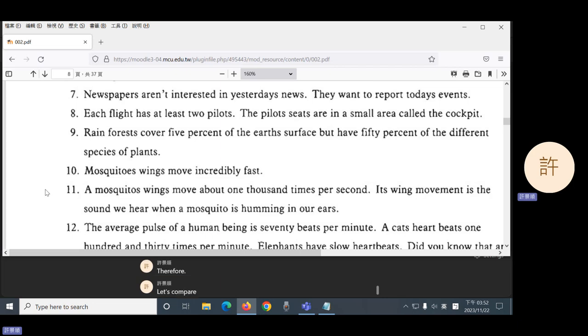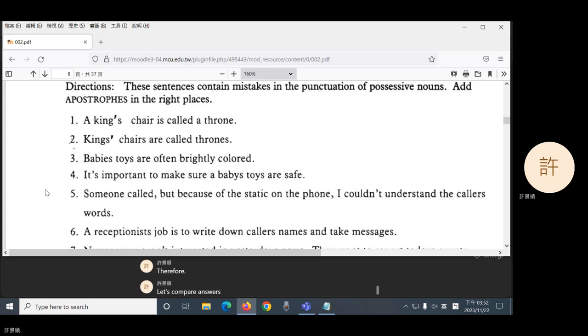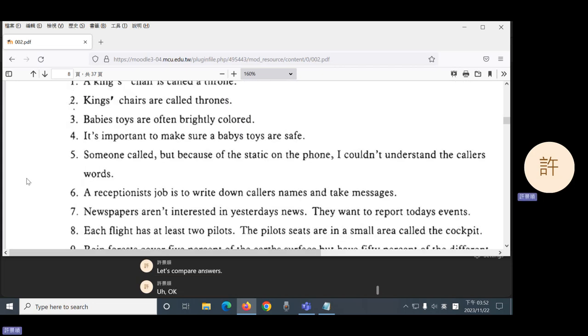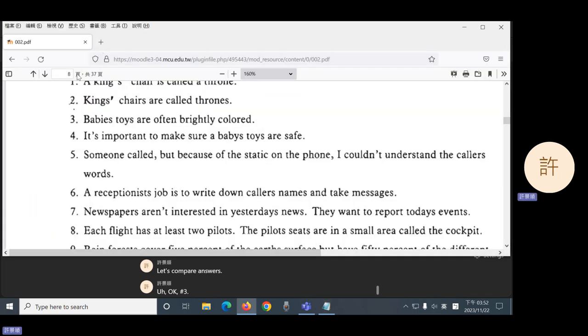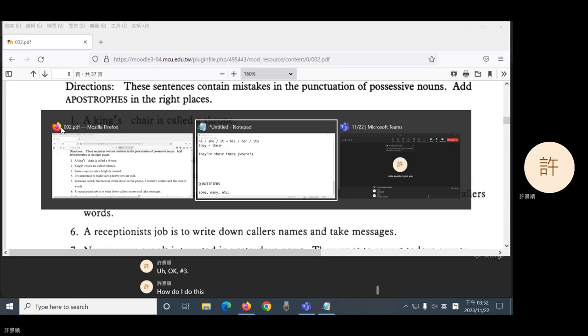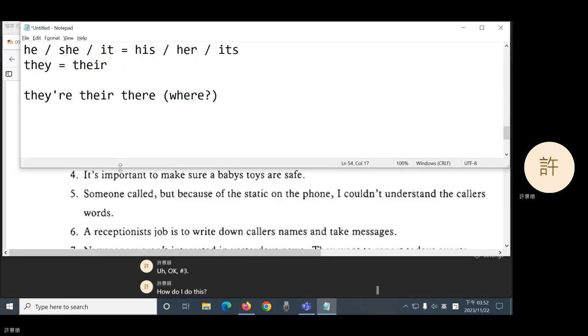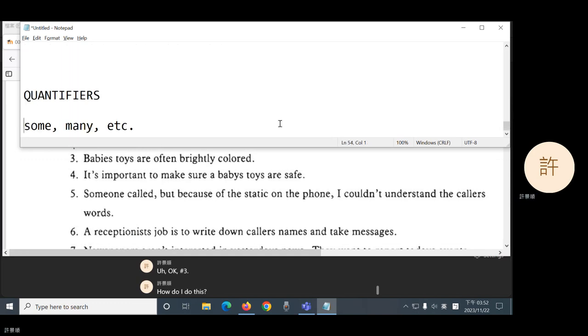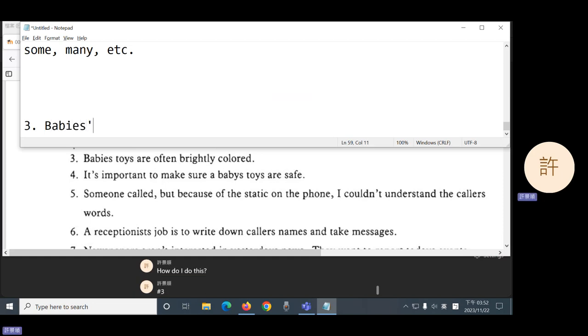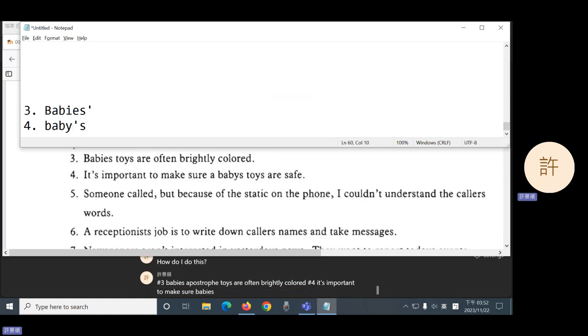Let's compare answers. Okay, number three. Babies' toys are often brightly colored. Number four, it's important to make sure babies' toys are safe.